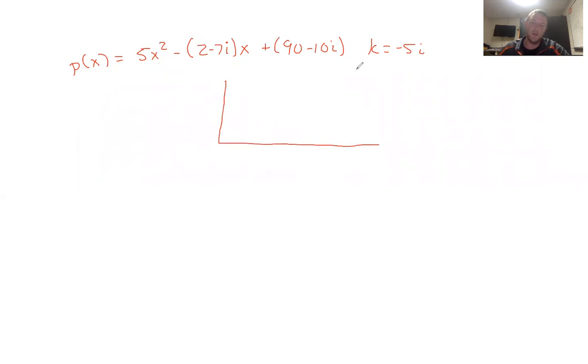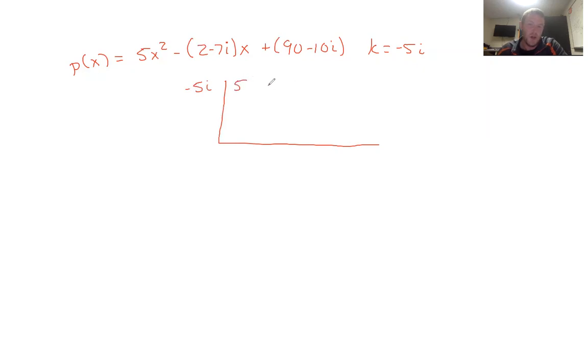Again, you could plug in negative 5i to x and see, but that might be a little bit more difficult. Okay, so again, we're going to try negative 5i. We're going to see if we have a remainder. If the remainder is 0, then we're done. And then the answer would be yes, it is a 0.